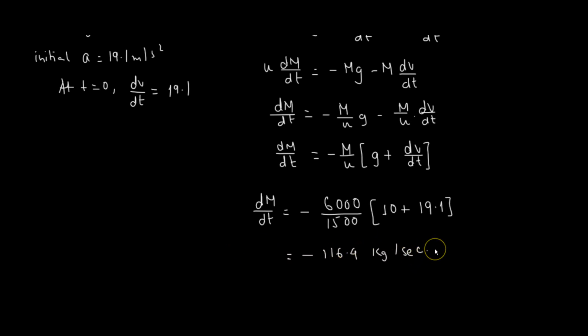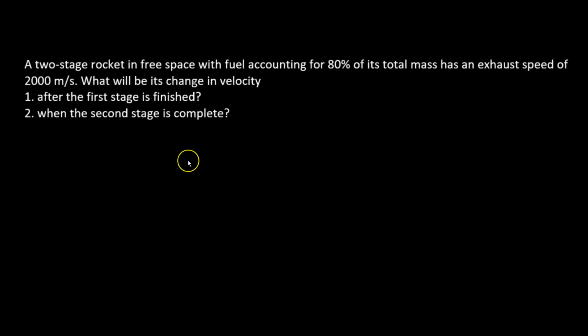Let's go to the next problem. Here we have a two-stage rocket in free space. We have to consider the equation for free space, and the fuel accounts for up to 80% of its total mass. So that means we have a two-stage rocket system. Let's draw a figure that will help us understand.